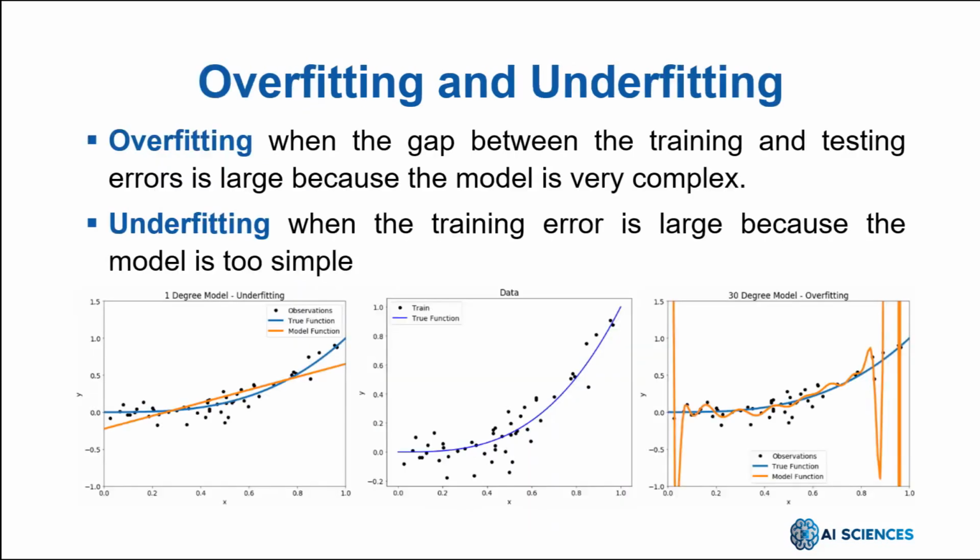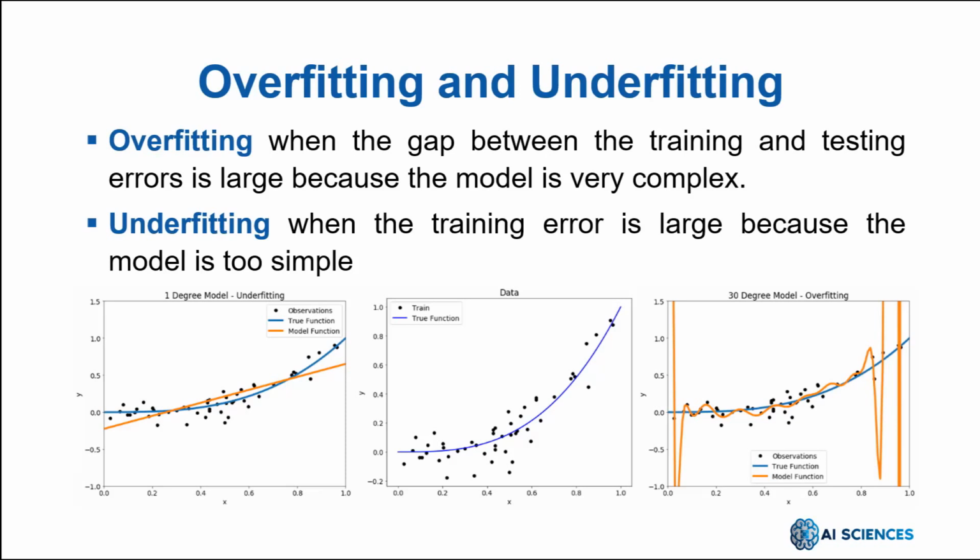Now, what is an overfitted model? When we obtain a model that works very well on the training dataset but is not able to generalize to the test dataset, we call such a model an overfitted model. In this case, the testing error is large because the model is very complex. The model is underfitted when the training error is large because the model is too simple and just can't capture the true complexity of the data.